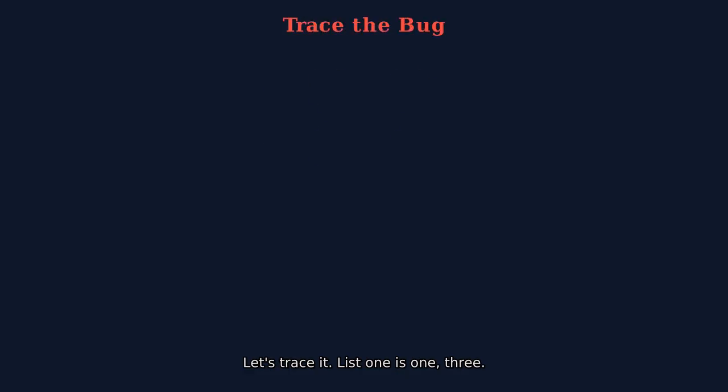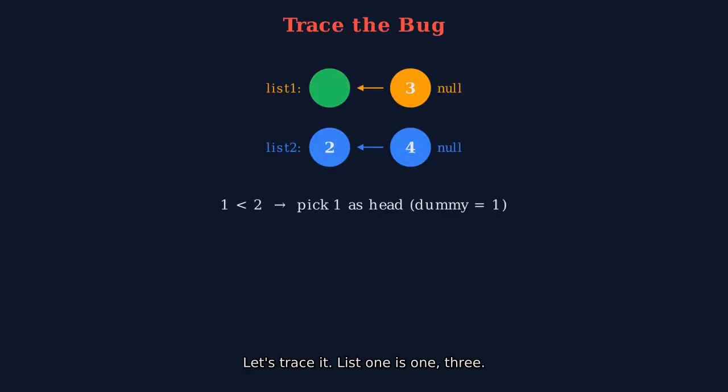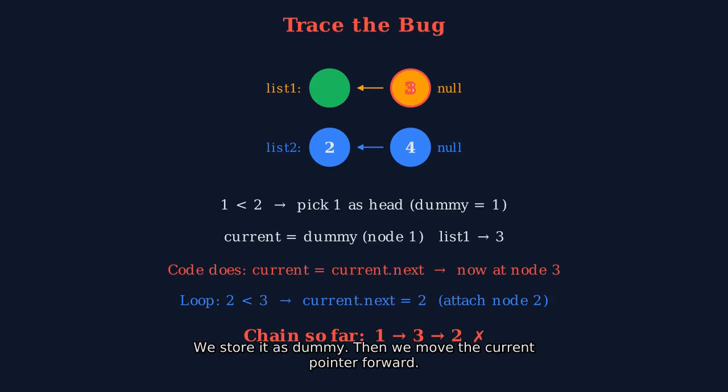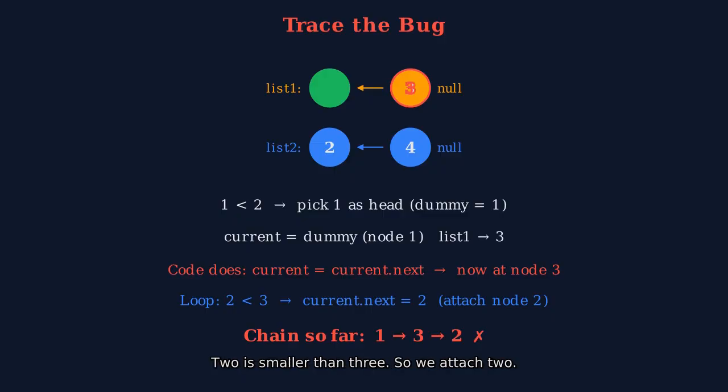Let's trace it. List 1 is 1, 3. List 2 is 2, 4. We pick 1 as the head. We store it as dummy. Then we move the current pointer forward. Now it's at 3. We enter the loop. 2 is smaller than 3, so we attach 2. But our chain is now 1, 3, 2.